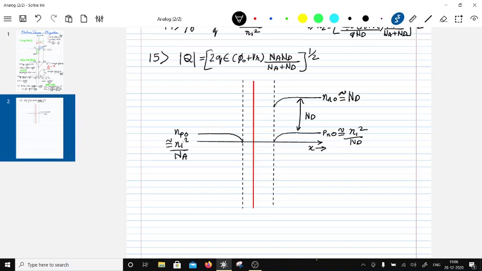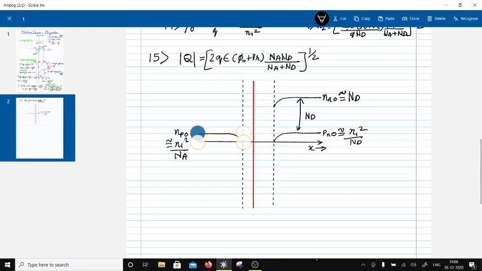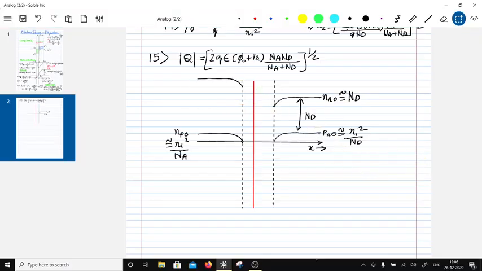So this is like this, and then na is much larger than nd, so I'll go much higher than that. So this is going to be equal to na, and then pp0 is approximately equal to na. Okay, so this is the carrier density.